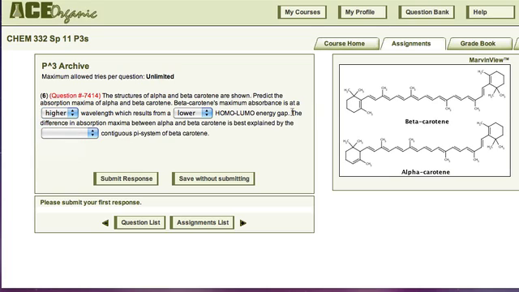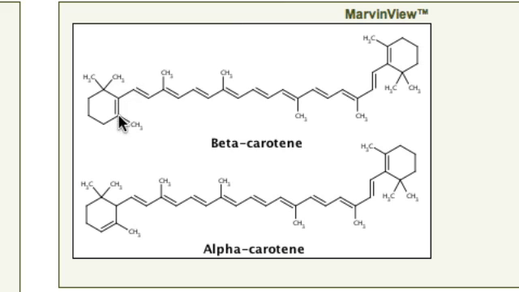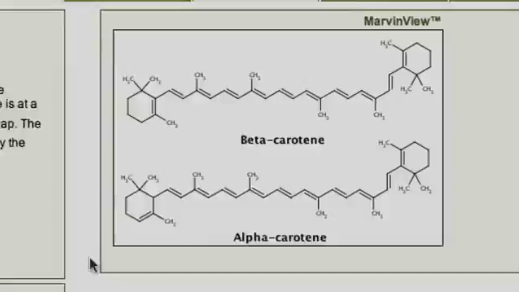And as we just noted, the difference is best explained by the difference in length between the pi systems. And we saw that beta carotene has the longer contiguous pi system because this double bond on the end here is in conjugation with the long chain of double bonds to the right.